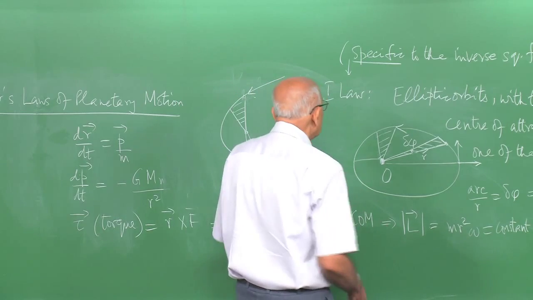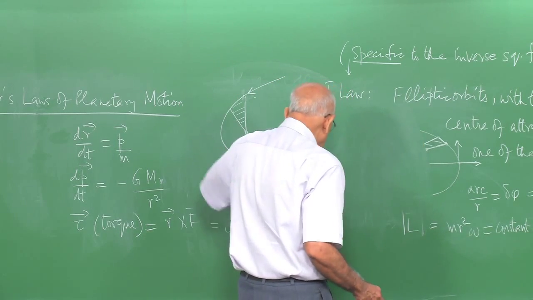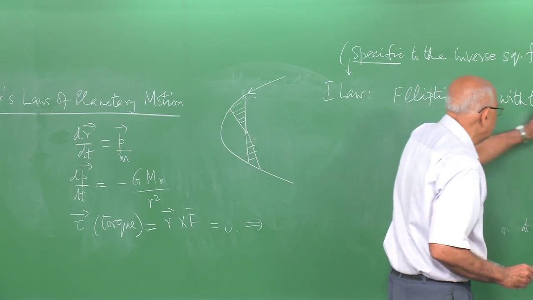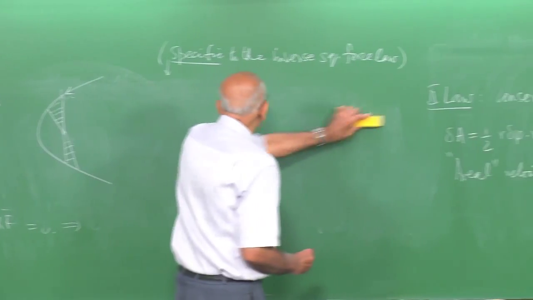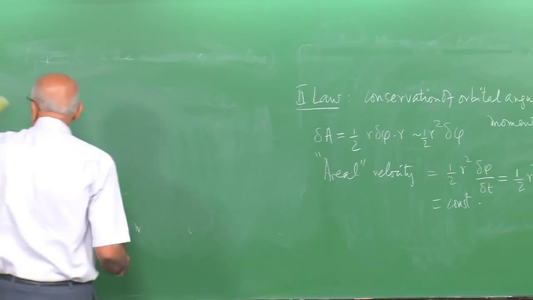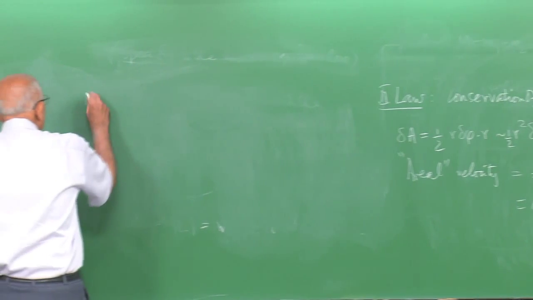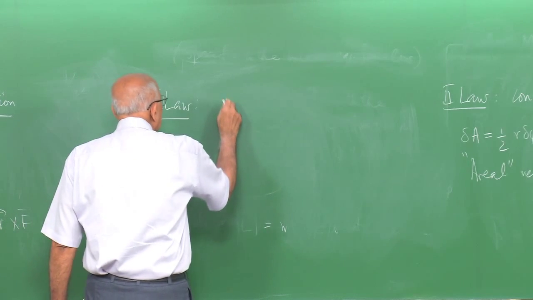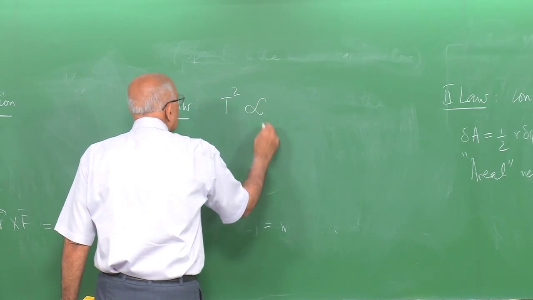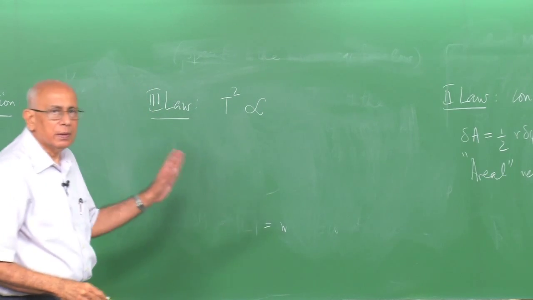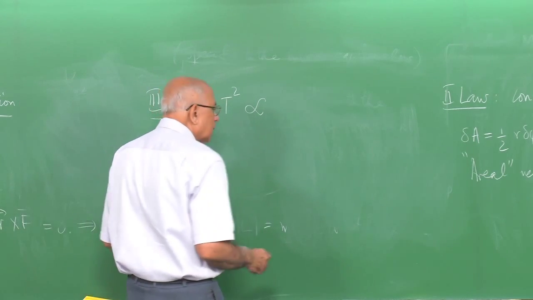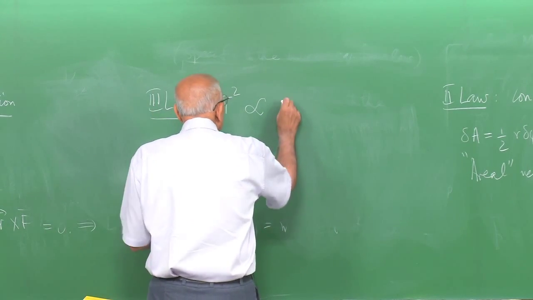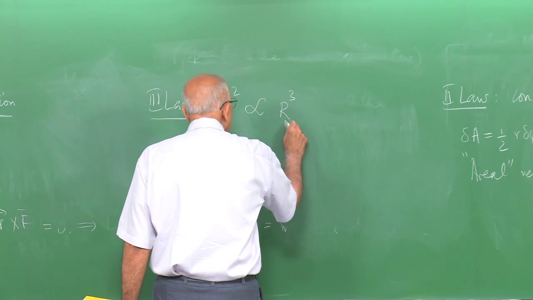What about the third law? The third law, once again, is specific to the inverse square law of force, and it says, as you know, the square of the time period T squared is proportional to the cube of the mean distance from the sun, which in this case would be some kind of average over the elliptic orbit. So this is proportional to r cubed, and let's say this is the mean radius.